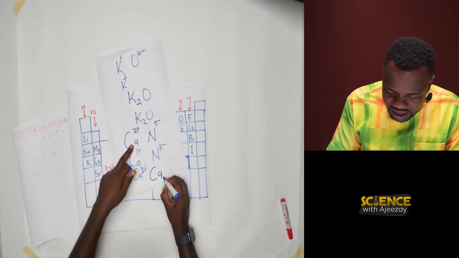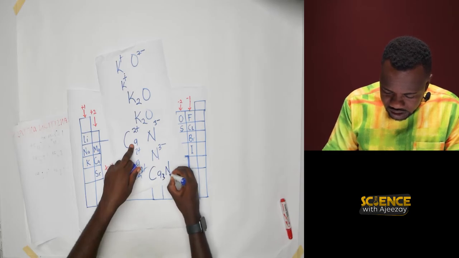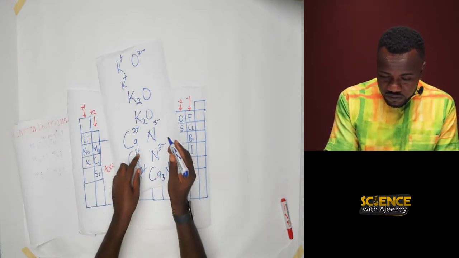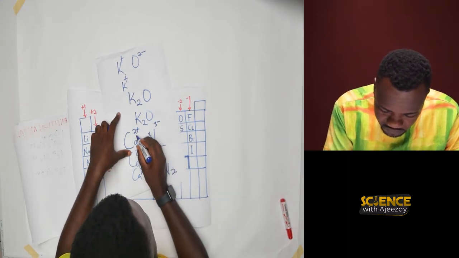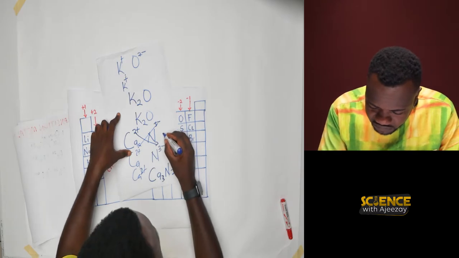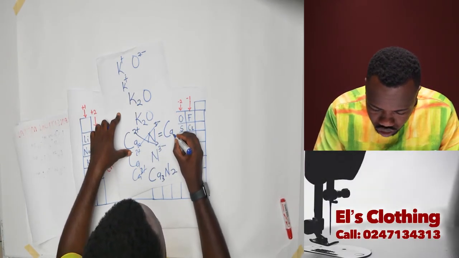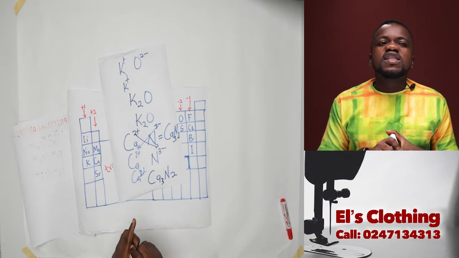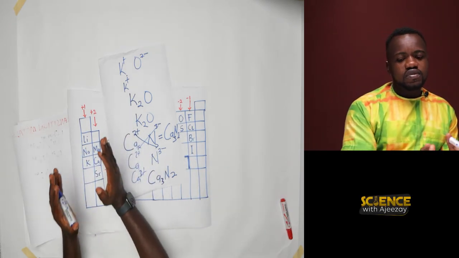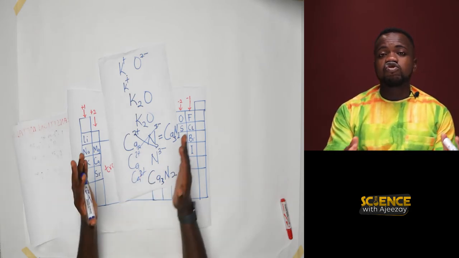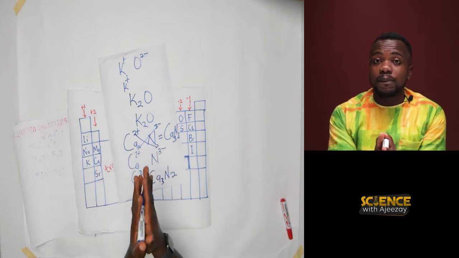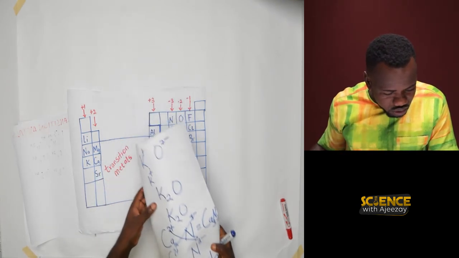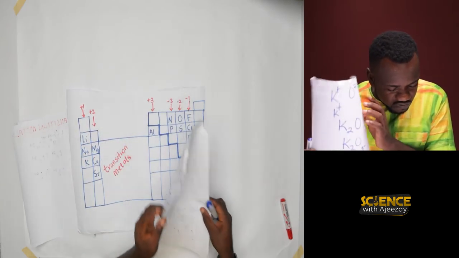So Ca3N2. Or you can just interchange their charges like this. So this comes here and this goes here. So this is Ca3N2. Please take note, either way, once you are able to state the charges of the ions or the elements coming together to form the compound, just interchange them or balance their ions. Two ways. We can try more and then move on to the next one.